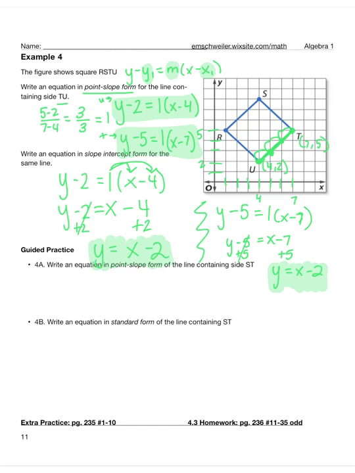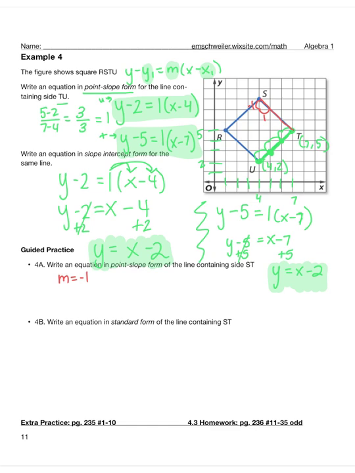Alright, so the guided practice is asking you to write an equation in point-slope form for the line containing ST, so I'm going to do all that in, let's do it in red. So ST is this line here. So my slope, I'm just going to count, is going down 1 and right 1. So my rise over my run is negative 1 over 1, which reduces to negative 1.